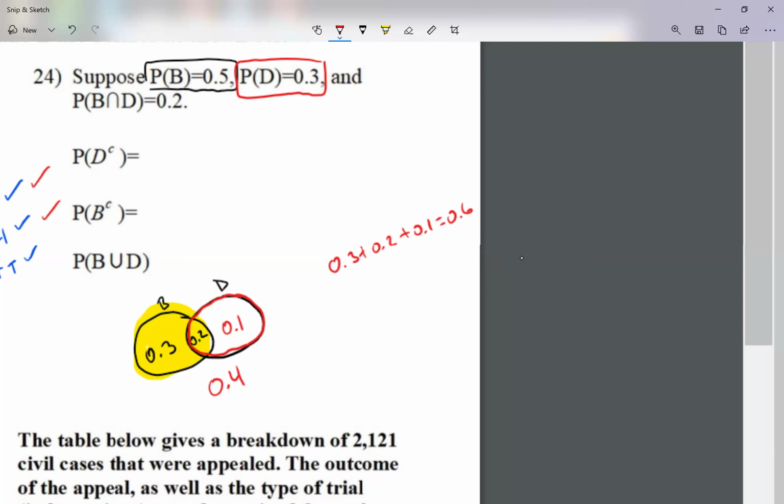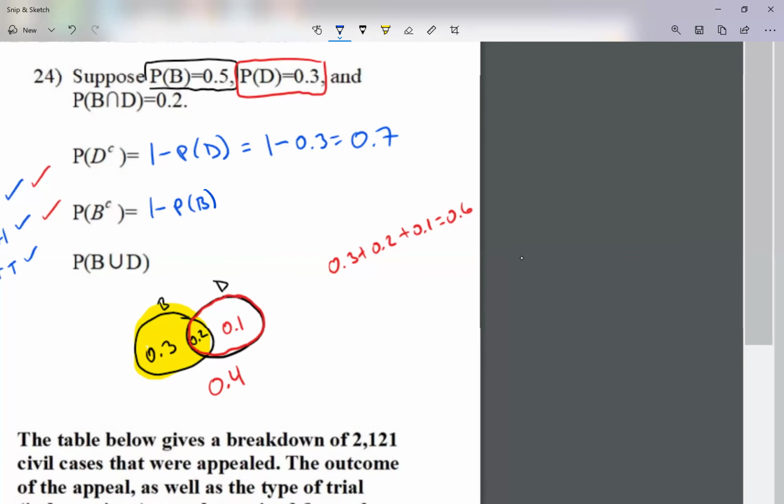Okay, so let's take a look. I think I'm ready to answer all my questions here. So number 24, probability of D complement. Remember I said this is going to be 1 minus the probability of D. Complement is always 1 minus whatever it is the complement of. Probability of D is 0.3. So I'm looking at this as 1 minus 0.3. So my result should be 0.7. Probability of B complement is basically 1 minus the probability of B. So 1 minus 0.5. So I'm going to get 0.5.